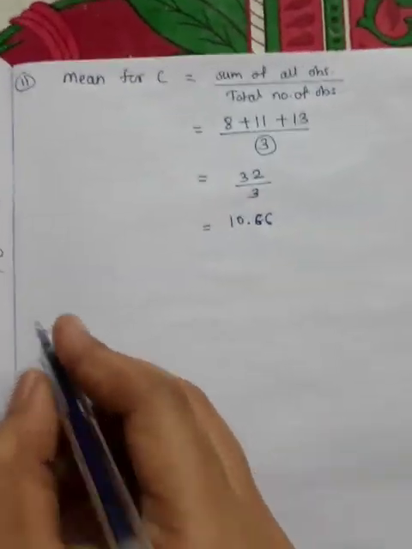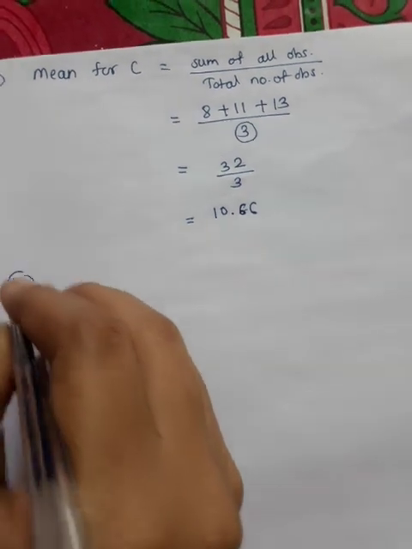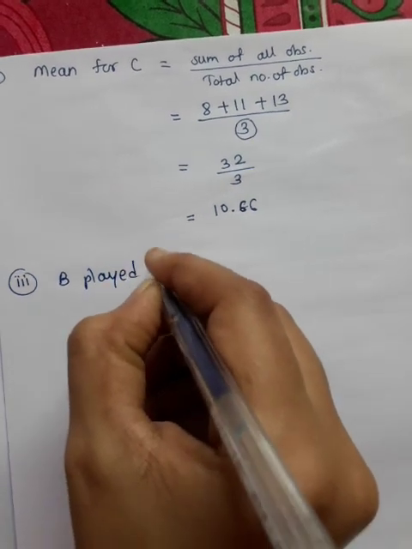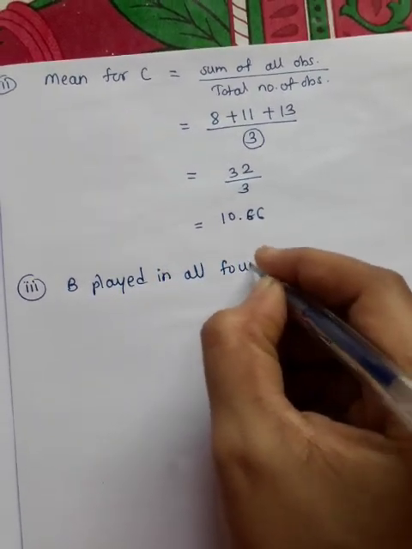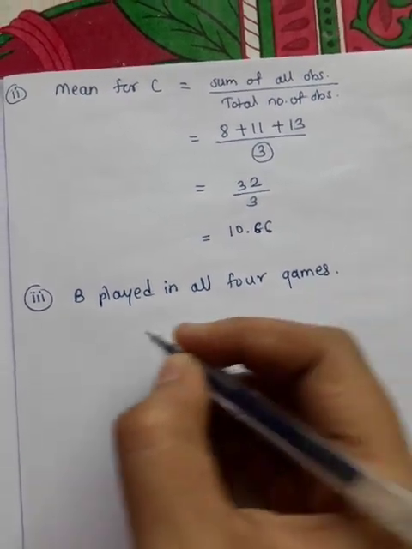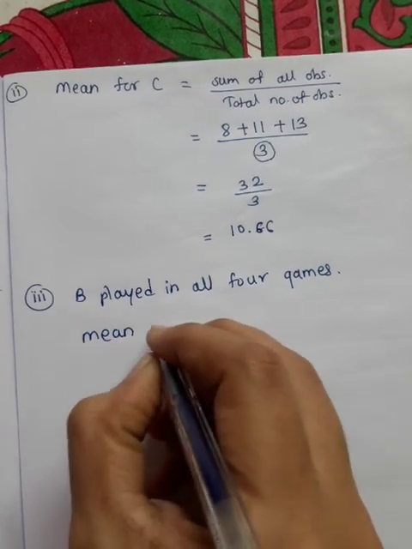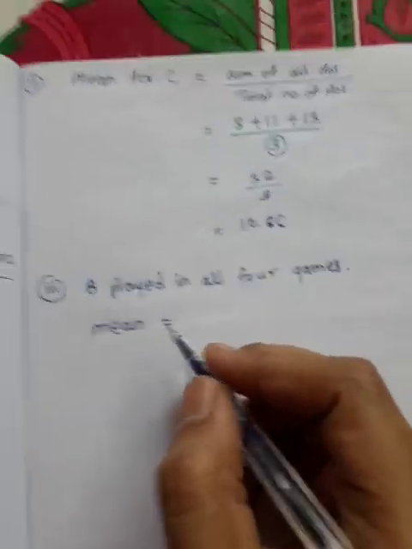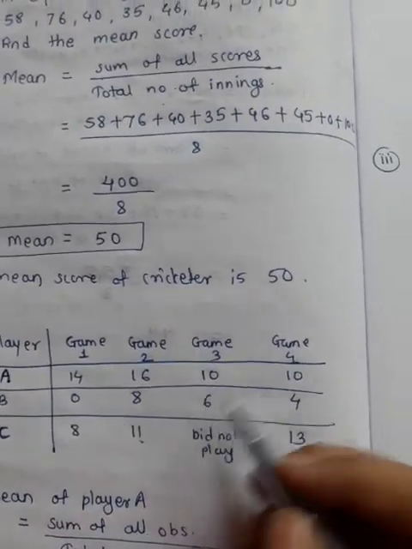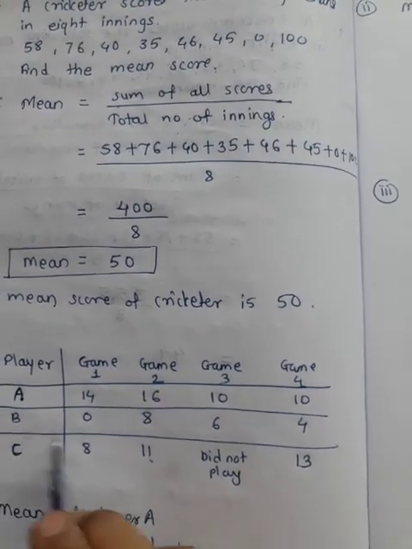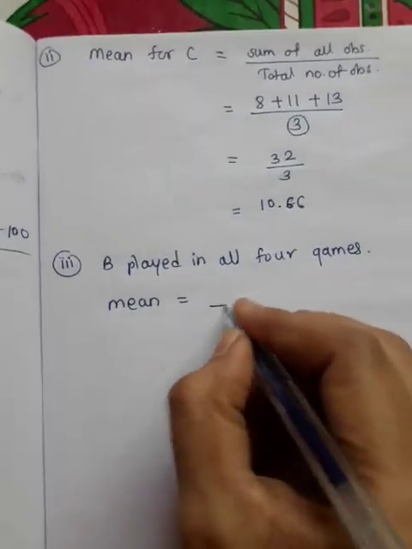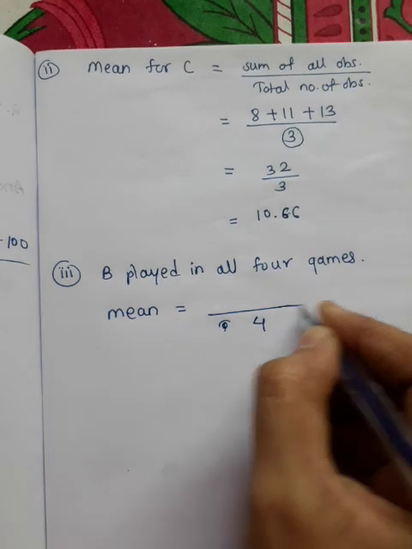Now question number 3 is: B played in all 4 games. That means they have given 4 observations about player B, and we have to find the mean for player B. For player B, the scores are 0 in game 1, 8 in game 2, 6 in game 3, and 4 in game 4. So player B attended all 4 games, therefore we divide by 4.